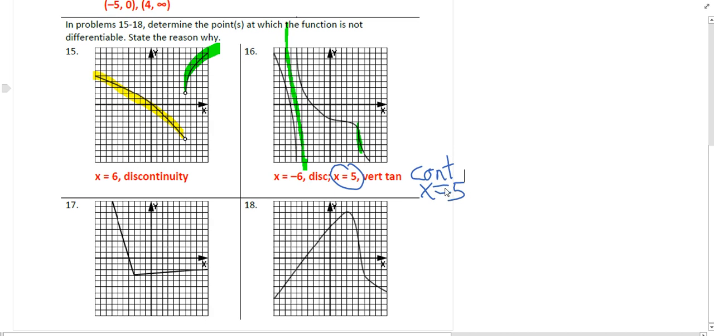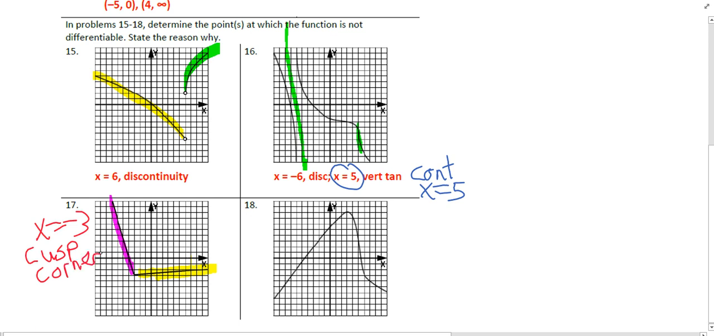So looking at number 17, let's point out the places where we have trouble. It's continuous all the way until we get to that sharp corner or that cusp. And then once you turn that corner, you can start taking the derivative again, but at x equals, looks like, negative 3, you can't take the derivative, so it's not differentiable at x equals negative 3 because of a cusp, or sometimes we just call it a corner.